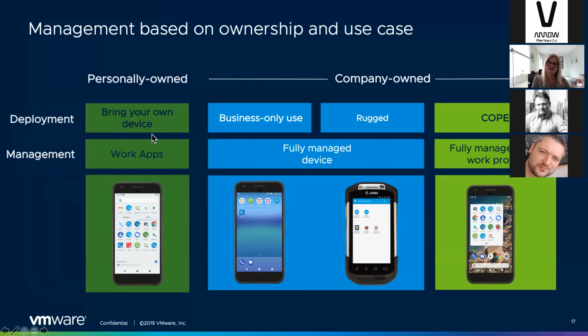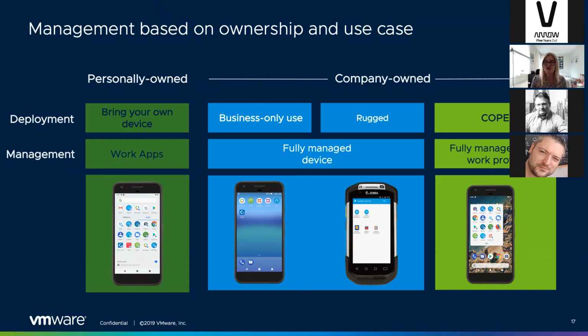I chose it myself, and then it's enrolled as an employee owned device, which means that I have work apps and I have access to everything, but I also have my personal stuff there. And should it need wiping, then VMware can wipe everything work related off of that device, and it's just a personal device. Then you have the business only use and the rugged devices.